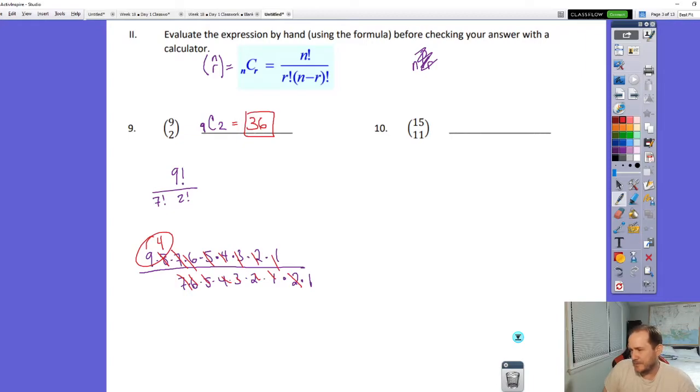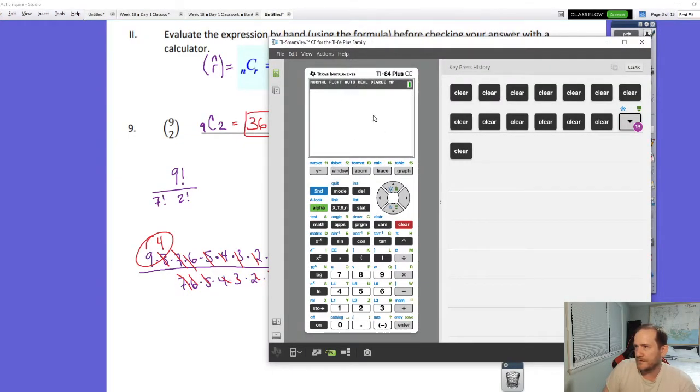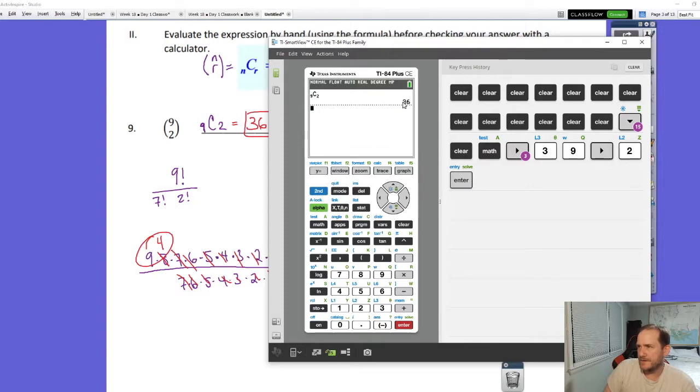Let's pretend for a moment that you didn't trust your own arithmetic. Then you could bust out your calculator. With your fancy TI-84 Pluses, you can just hit math and then go over to probability. Make sure you're in the probability heading and choose option 3, nCr. What you should get now is the C with an empty space where the n and the r are. So you can type the 9 and type the 2, and you get your 36.